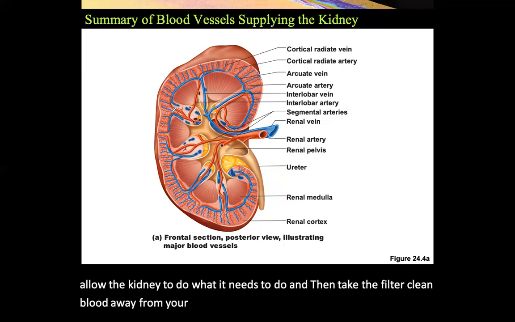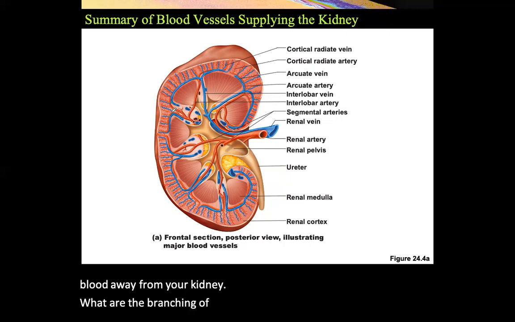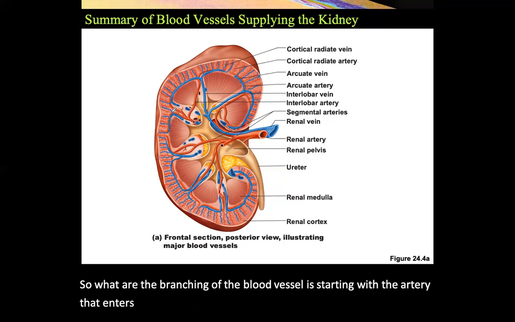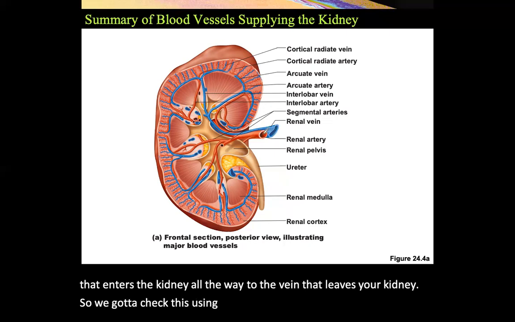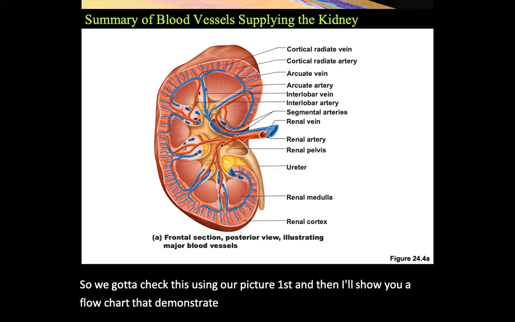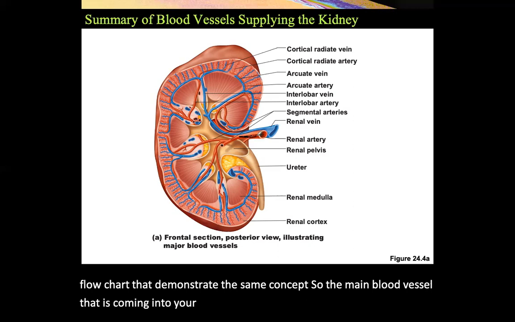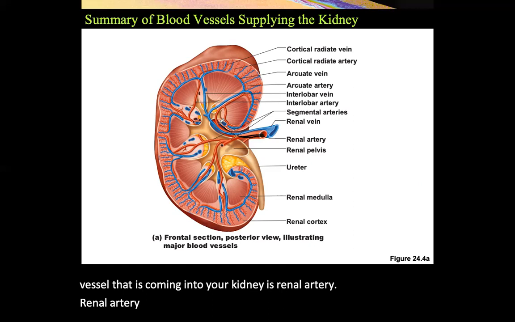So what are the branchings of the blood vessel, starting with the artery that enters the kidney all the way to the vein that leaves your kidney? We're going to track this using our picture first, and then I'll show you a flow chart that demonstrates the same concept. So the main blood vessel that is coming into your kidney is the renal artery. Renal artery branches, which you can see one here, one right here, called segmental arteries.